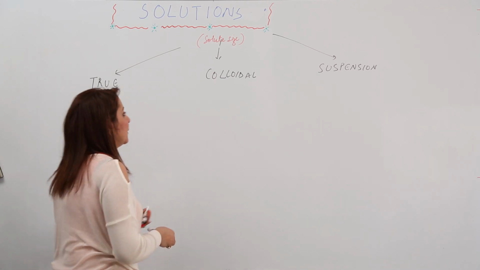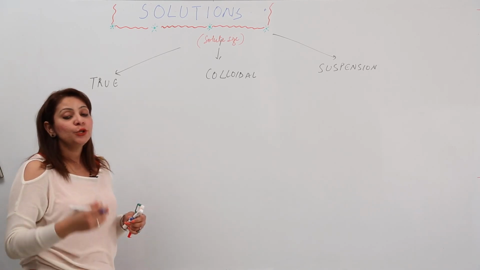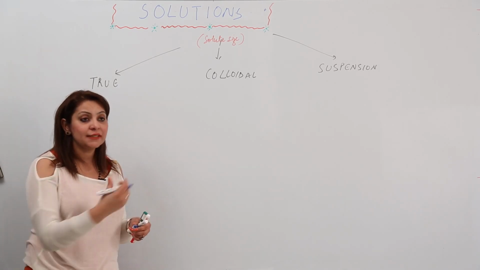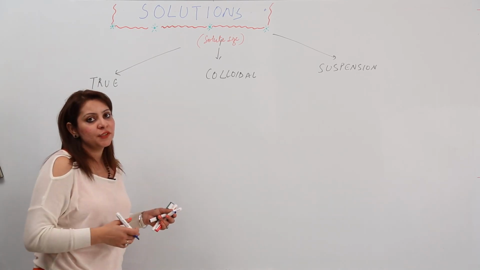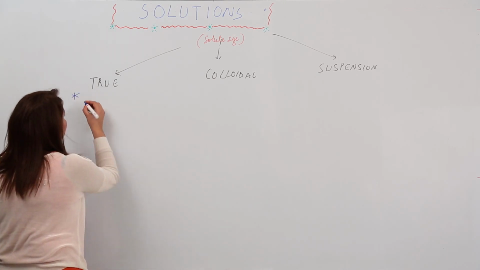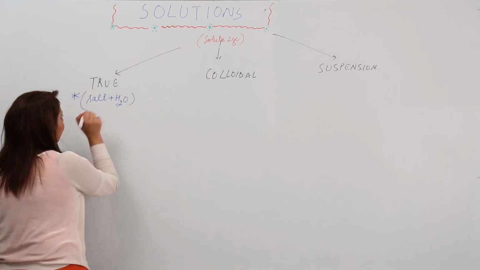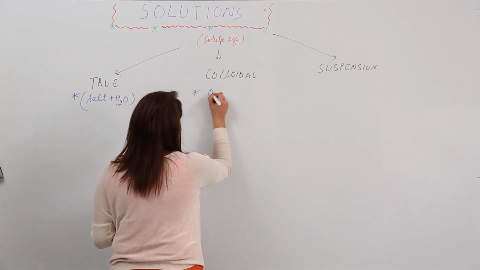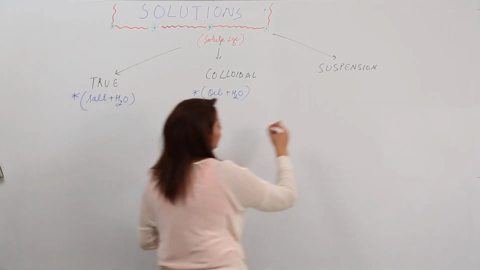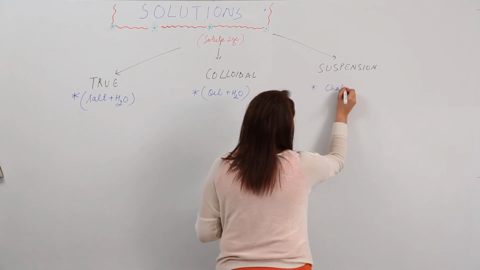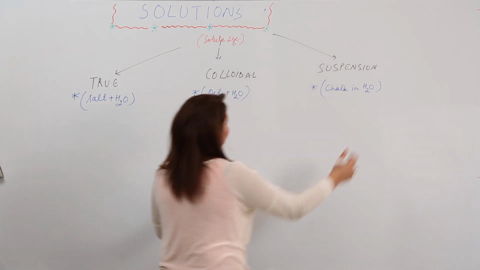So first of all, I am going to tell you the examples, because when I will be telling you the properties, you should have an idea of the examples which I will be stating. The example of true solution is when we dissolve salt in water, right? The example for colloidal solution is oil and water. And the example for suspension is chalk in water, right? So we have these 3 examples.